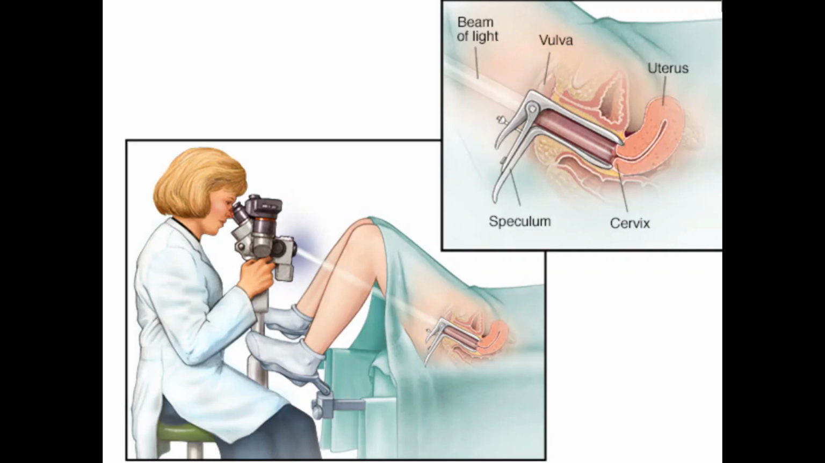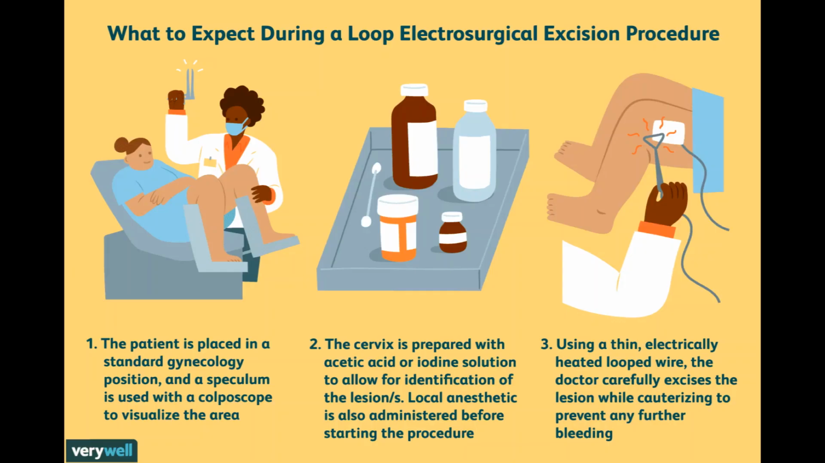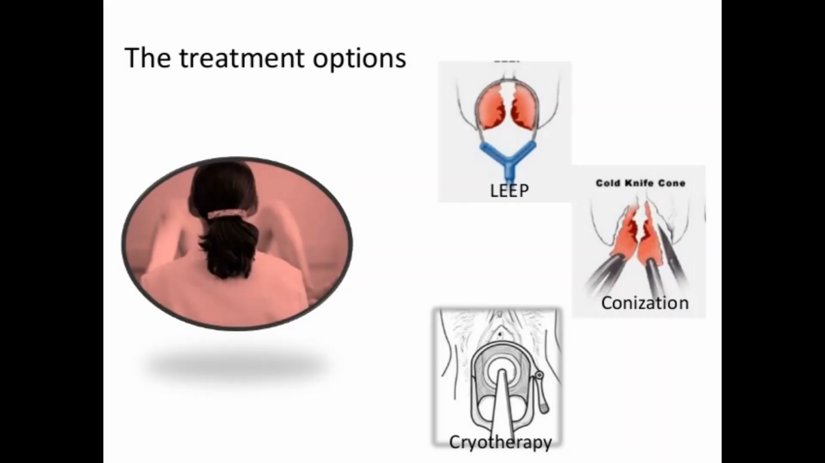Options include freezing, that is cryosurgery, laser surgical removal, loop electrosurgical excision procedure, that is known as LEEP for short, and cold knife conization. LEEP uses a thin loop wire charged with an electrical current to remove a thin layer of a section of the cervix, and cold knife conization is a surgical procedure that removes a cone-shaped piece of the cervix.